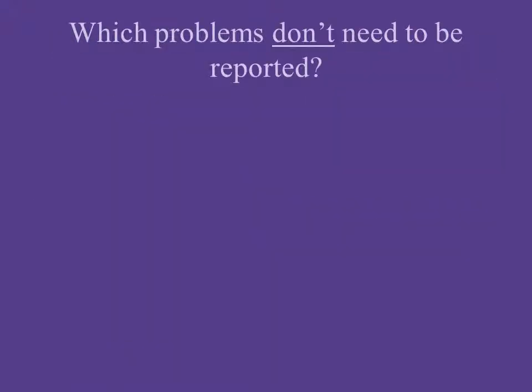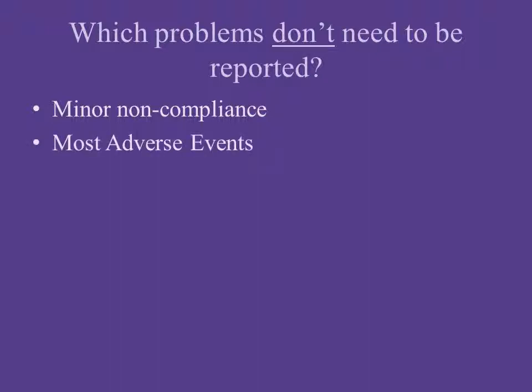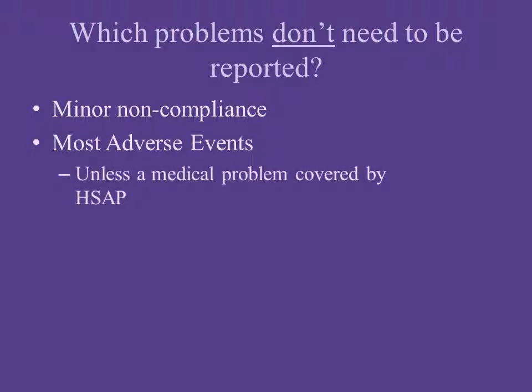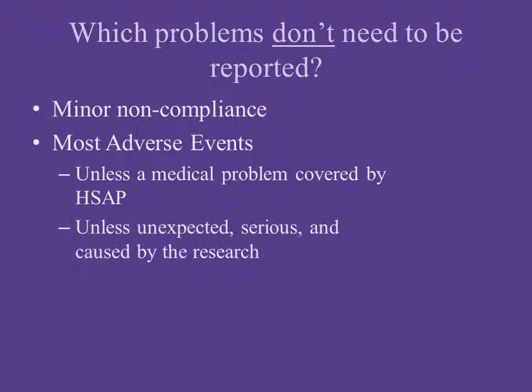There are two types of problems that no longer need to be reported to the IRB under most circumstances. Minor noncompliance does not need to be reported to the IRB unless it is also one of the problems included in the previous list. Most adverse events also do not need to be reported unless they involve a medical problem covered by the Human Subjects Assistance Program, or they are unexpected, serious, and caused by the research.